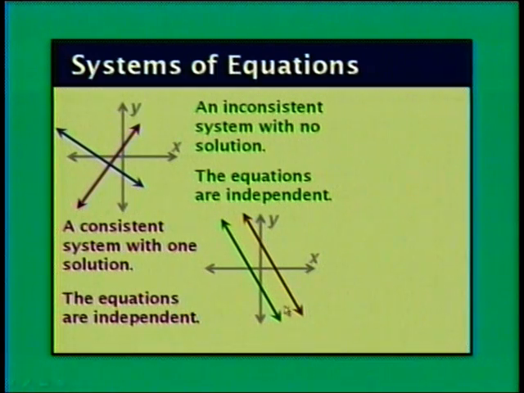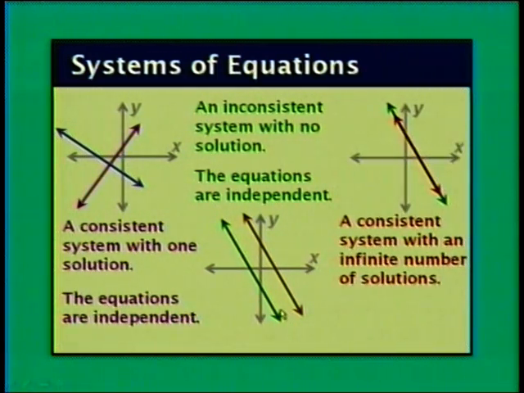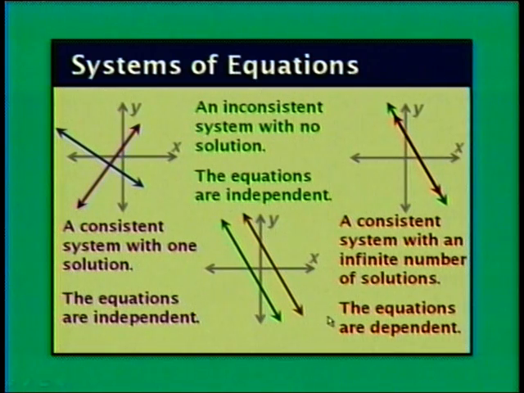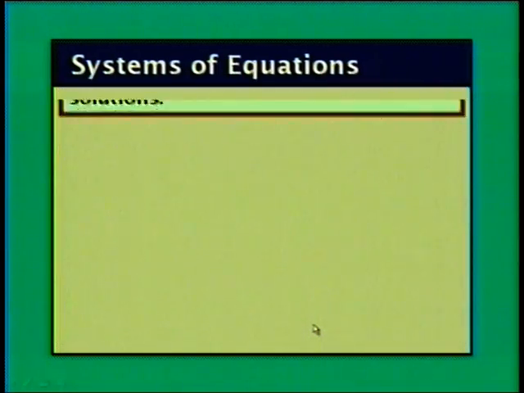There's a third possibility for the orientation of the two lines, and that's that they are in fact two different symbolic representations of the same line. This is a consistent system, but there's an infinite number of solutions. Any point on this common line satisfies both equations in the system. In this circumstance, we say that the equations are dependent. The equations are dependent when they graph to the same line.